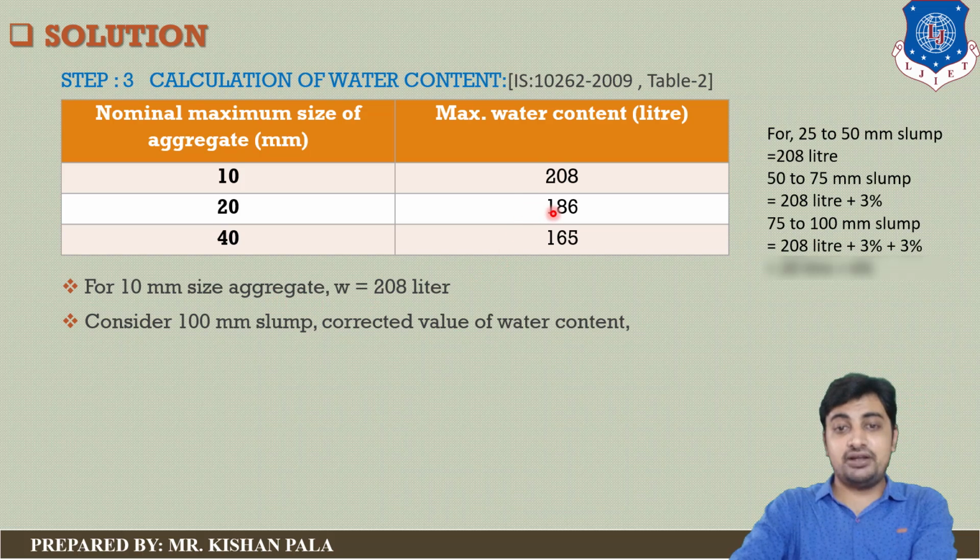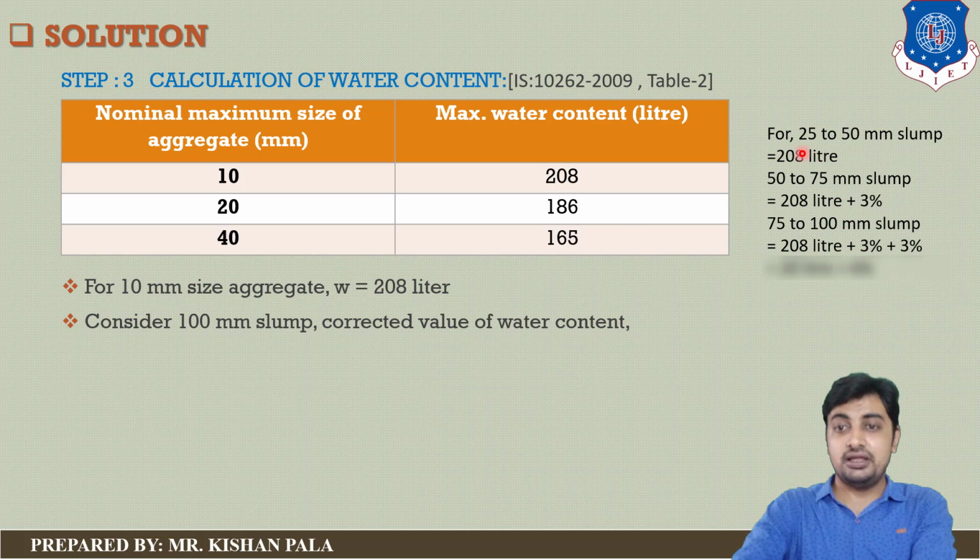So after finalizing this value of 208 liters from the table for the 25 to 50 mm slump range, we are calculating for a 100 mm slump cone. It means we have to add 3 percent plus 3 percent, because 50 plus 25 plus 25, so we have to add 6 percent for the correction.